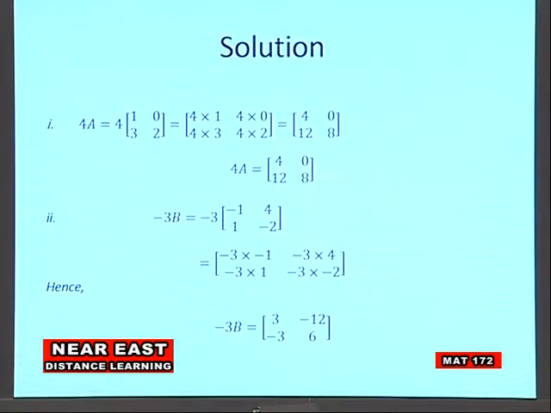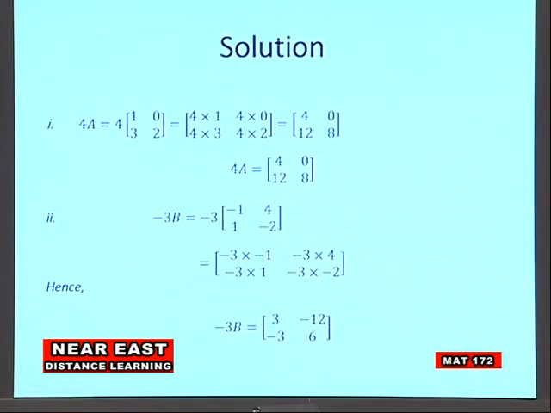So this is 4A. 4 times each entry: 4 times 1, 4; 4 times 0, 0; 4 times 3, 12; 4 times 2, 8. So 4A is the matrix 4, 0, 12, 8. Next, minus 3B. In this case, our scalar is minus 3. So minus 3 times B, which is minus 3 times each entry of the matrix. So minus 3 times minus 1, minus 3 times 4, minus 3 times 1, and minus 3 times minus 2. So the result is 3, minus 12, minus 3, 6. So this is scalar multiplication.